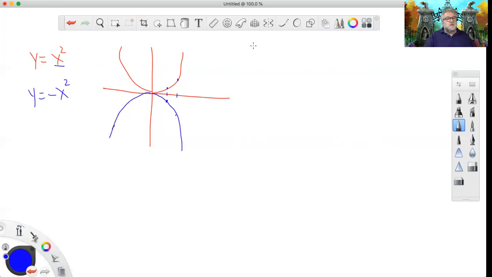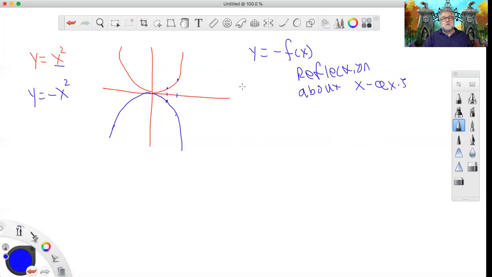When y equals minus f of x, this is a reflection about the x-axis, or a vertical reflection. You take the function and you just flip it around. But now let's look at the other reflection. Let's change colors so we're not confused.